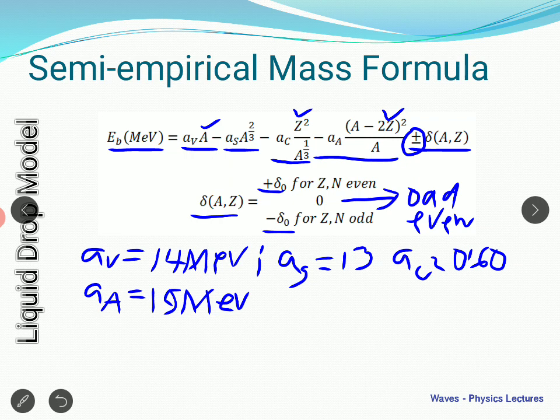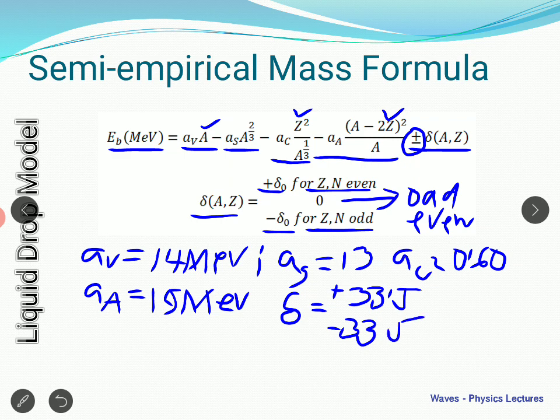On the other hand, if we consider the pairing energy, this will be basically nothing but 33.5 MeV, which is positive if we have an even nuclei. If we have odd numbers, for the odd case, this is going to be plus. But if we have Z and N odd, we are going to have minus 33.5.